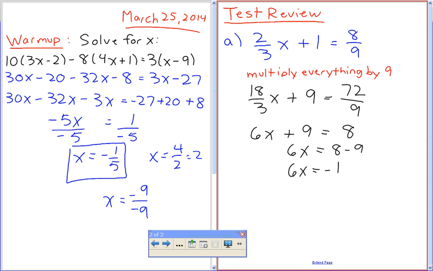Someone from the front, be brave. Go ahead. You have to divide it by 6. Yes, you do. And that should be -1/6. Okay? Questions and fears about that one?